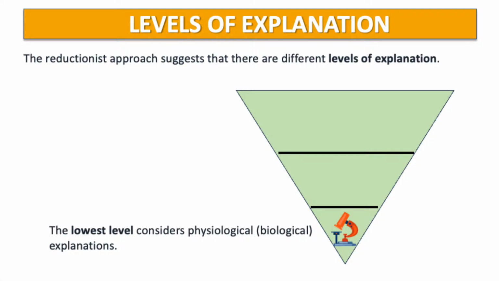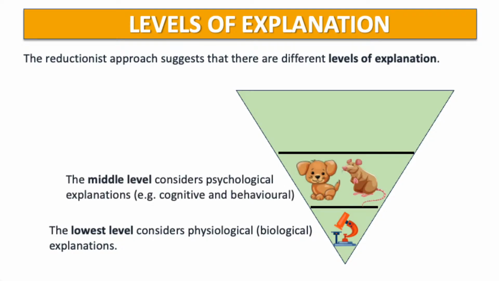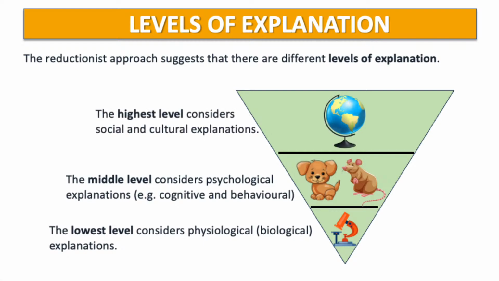So the lowest level of explanation considers physiological or biological explanations. Then moving to the middle level, and the little pictures might help here, that's psychological explanations, in particular cognitive and behavioural explanations, so hence the dog and the mouse there. And then the highest level of explanation is the social and cultural explanations, and that is the most holistic level. So just be aware that you could be asked about that within the issues and debates section.